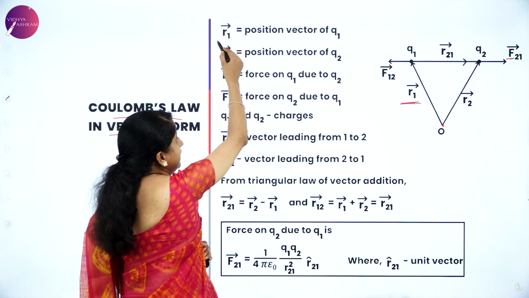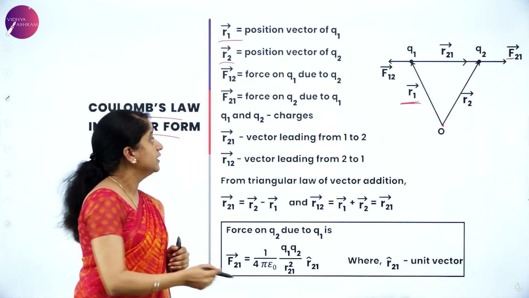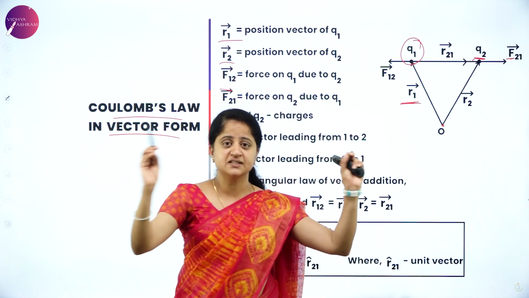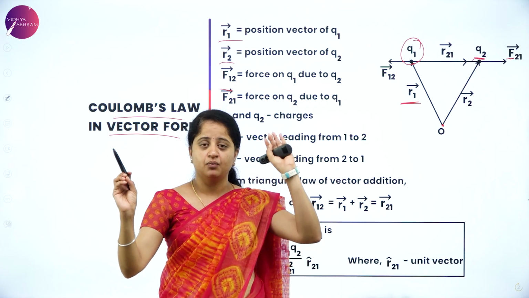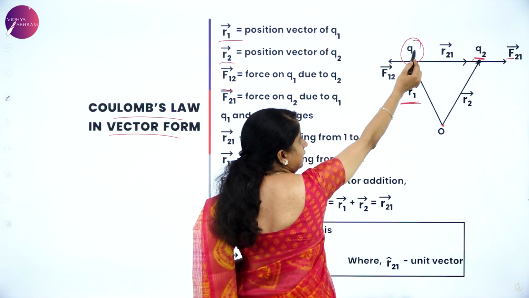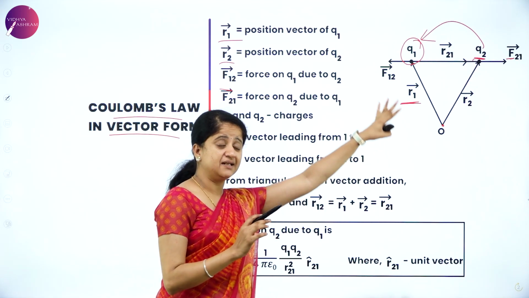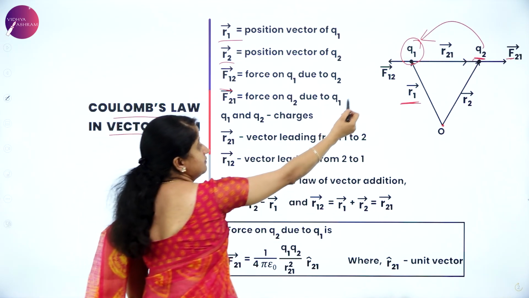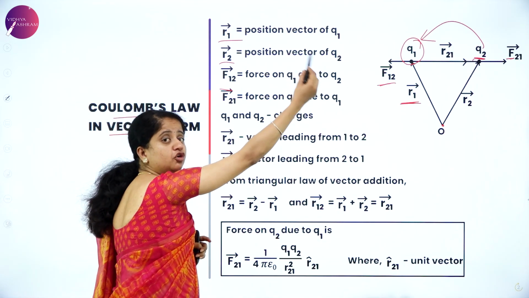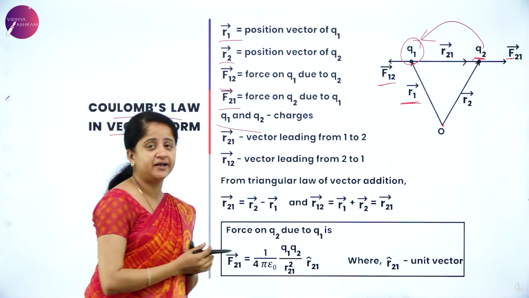From this diagram, as I said, R1 is the position vector of Q1 and R2 is the position vector of Q2. F12 is the force on Q1 due to Q2, because the two charges are separated by a distance, which means one charge is feeling a force due to the other charge. So because of Q2, there is some force acting on Q1, and that is represented by F12. F21 is the force acting on Q2 due to Q1. Here Q1 and Q2 are point charges.